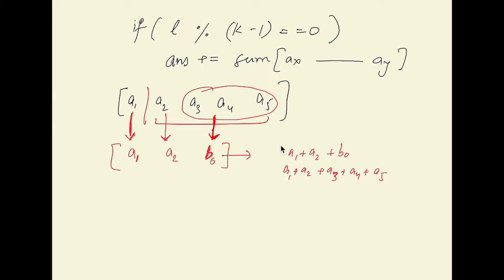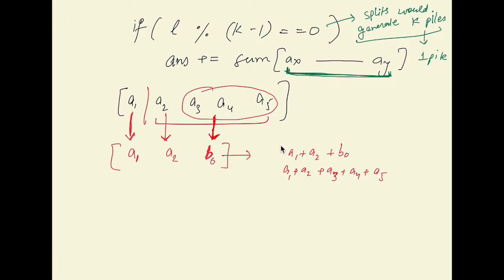That's why if L modulo k minus 1 is 0, then in that case, the splits would generate ultimately k piles, we will be left with k piles, and to merge all those k piles into one pile, we'd have to add the sum from AX to AY. So dpxy would contain an extra term, sum of AX to AY.